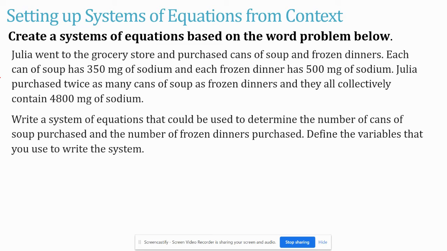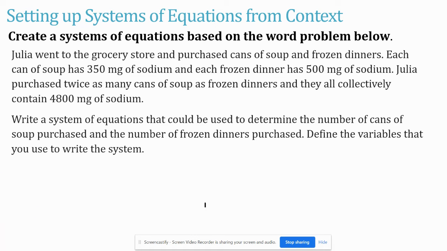Okay, so same thing, we want to create a system of equations, and we have to define the variables first. So Julia went to the grocery store and purchased cans of soup and frozen dinners. Each can of soup had 350 milligrams of sodium, and each frozen dinner had 500 milligrams of sodium. Julia purchased twice as many cans of soup as frozen dinners, and they all collectively contained 4,800 milligrams of sodium. Write a system of equations that could be used to determine the number of cans of soup purchased and the number of frozen dinners purchased. Define the variables that you use to write the system.